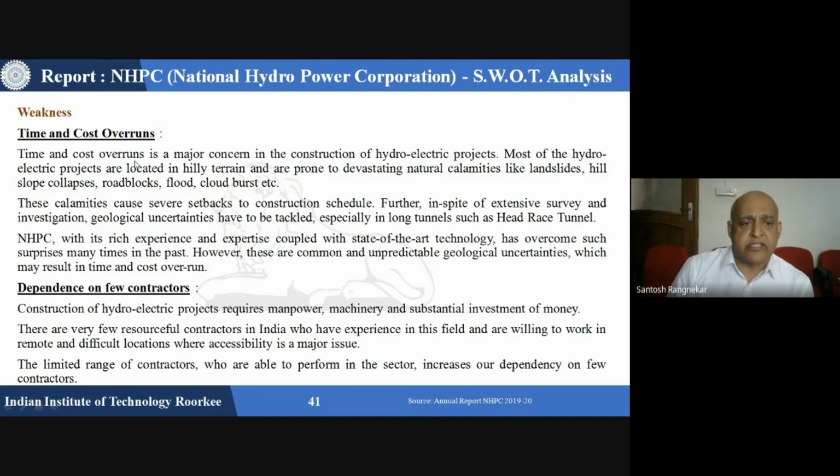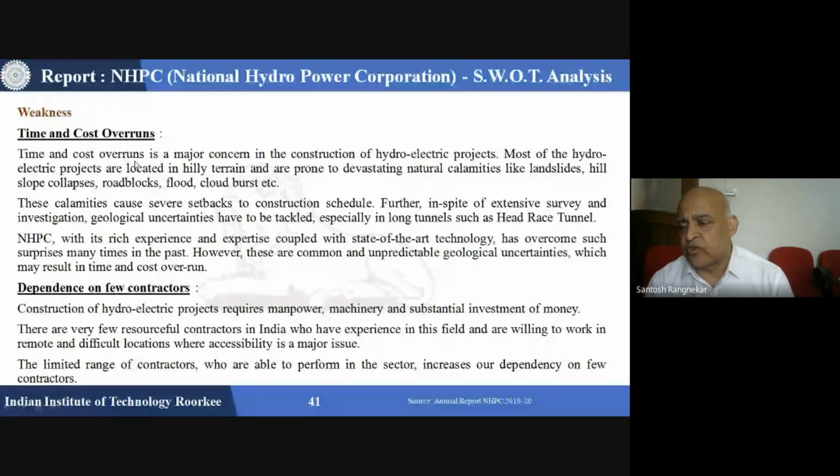Now these are the weaknesses of NHPC: time and cost overruns. Time and cost overrun is a major concern for hydroelectric projects. Most of the hydroelectric projects are located in hilly terrain and are prone to devastating natural calamities like landslides, hill slope collapses, roadblocks, flash floods, etc. These calamities cause severe setbacks to the construction schedule.